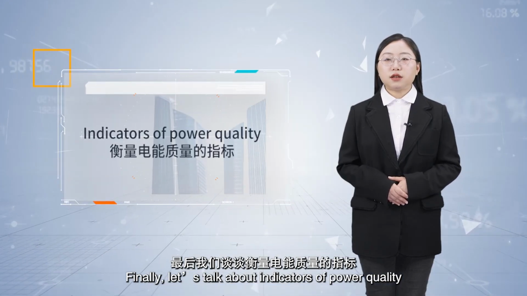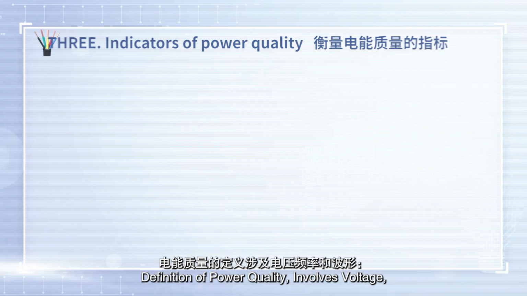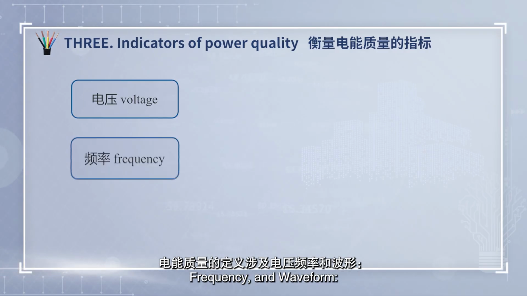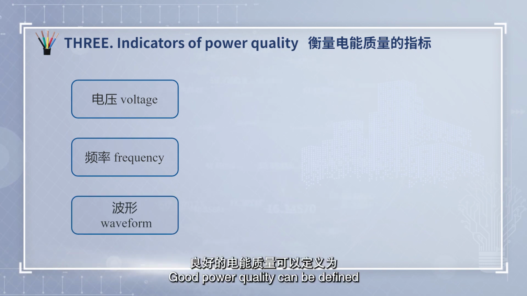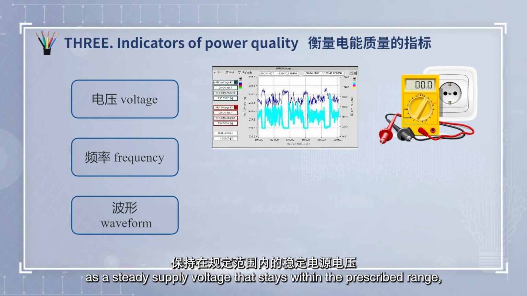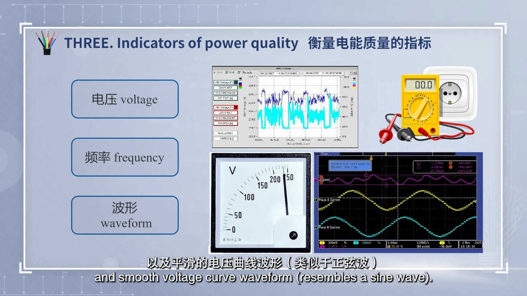Finally, let's talk about the indicators of power quality. Definition of power quality involves voltage, frequency, and waveform. Good power quality can be defined as a steady supply voltage that stays within the prescribed range, steady AC frequency close to the rated value, and smooth voltage curve waveform.